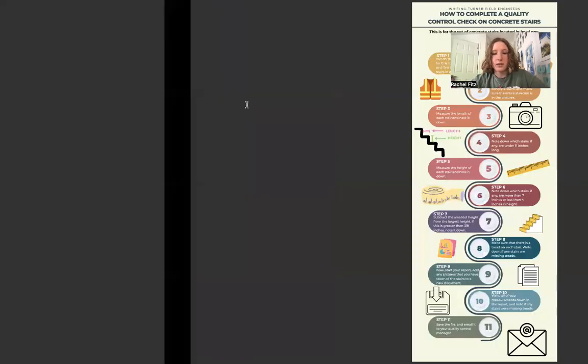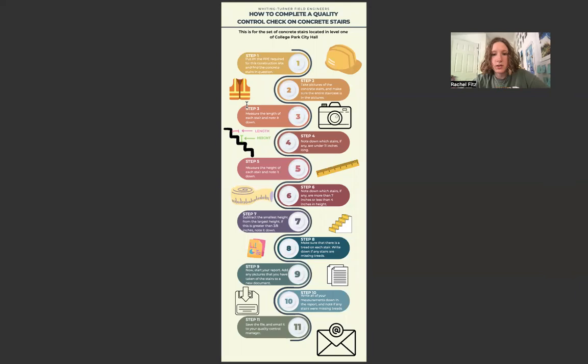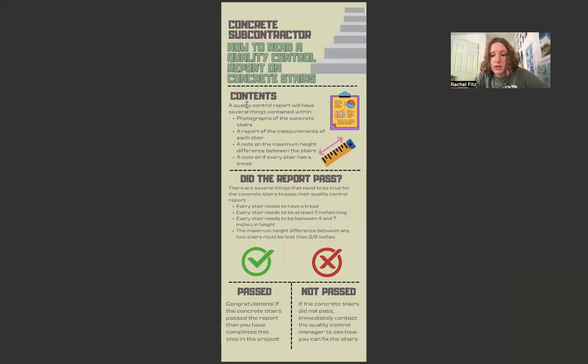So back to the first infographic. This is for the field engineers again. It's outlined pretty similar to my instructions, but obviously less detail because these people work in the field, so they know some stuff that I didn't have to include in this. It lists the steps in order that need to be taken to complete a quality control report on concrete stairs. The second infographic, again for the concrete subcontractors, outlines when you get the quality control report, how do you know if it passed or not?